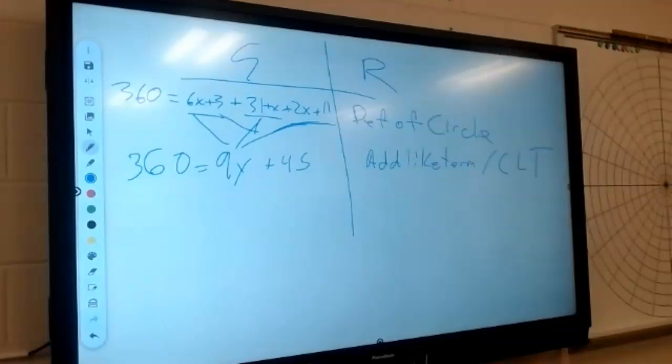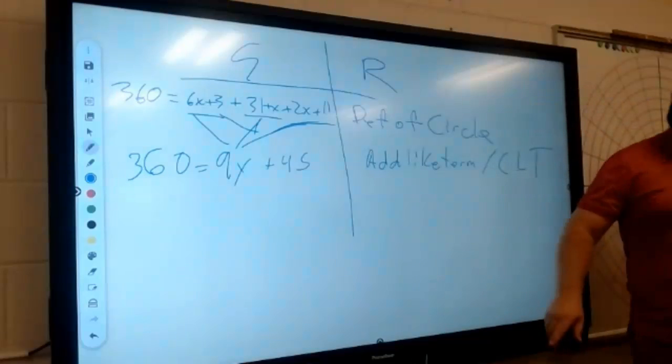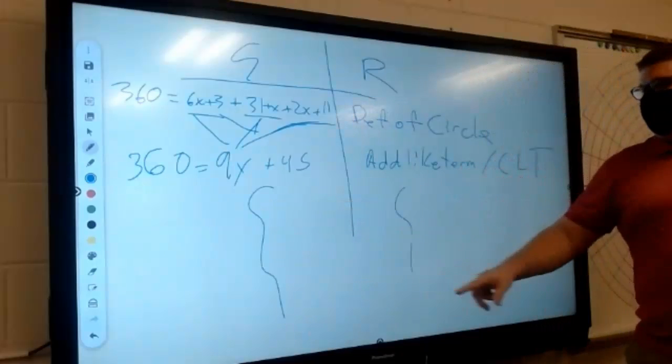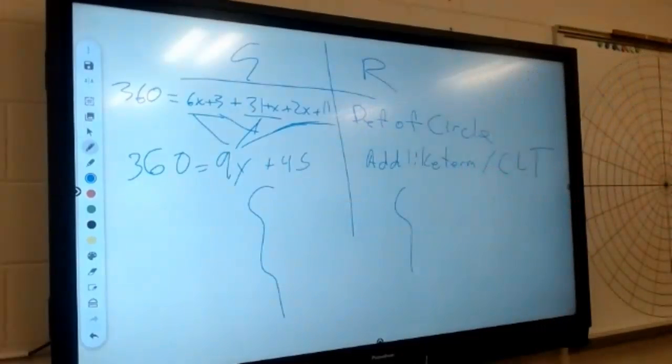What did you do? I subtracted. What's the reason? Subtract. What did you do? I combined like terms. So what's the reason? Combine like terms. Okay, then could you keep going from here and finish solving this and give reasons for it? Could you do that, guys?